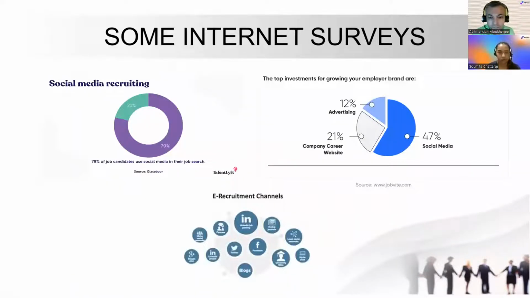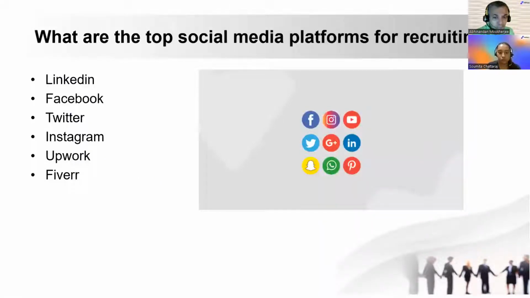Now coming to a few of the surveys which I have made, as you can see over here, 79% of job candidates use social media in their recruitment. Now coming to what are the top social media platforms for recruiting. LinkedIn, as we are all familiar, is the most popular and appealing when it comes to digital recruitment. Along with that, Facebook, Twitter, and Instagram can also be effective when it comes to promoting employer brand and targeting a specific target audience. Right. And also there are Upwork and Fiverr, coming up nowadays for Gen Z and millennials, especially for small businesses or freelancers.